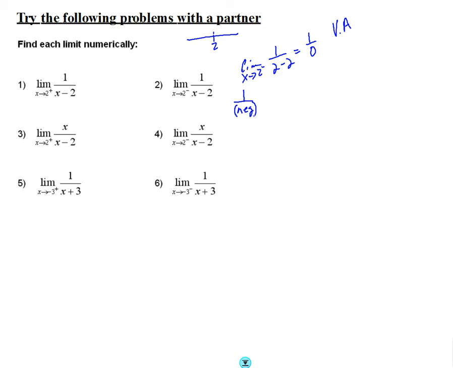So again, I already know there's a vertical asymptote because of this right here. This right here told me that it was going to be a vertical asymptote. Because it's 1 over a negative number, I know that my answer is going to be negative. So at that point, I'm able to say that the limit as x approaches 2 from the left of 1 over x minus 2 is equal to negative infinity. That came from over here, and that infinity came from the vertical asymptote.